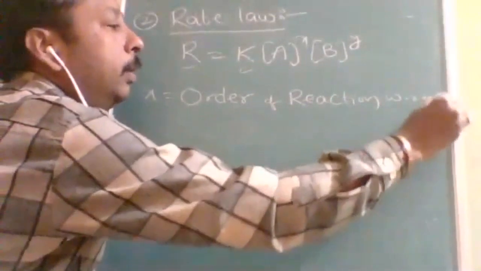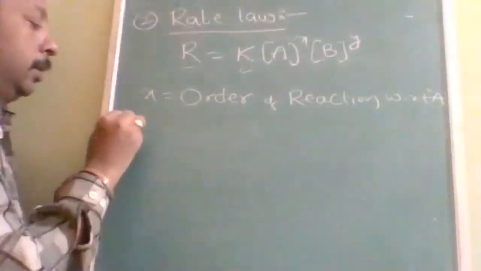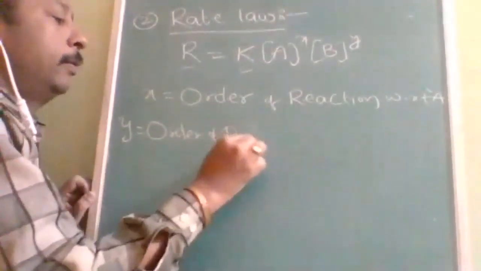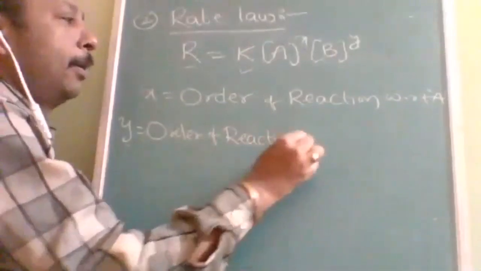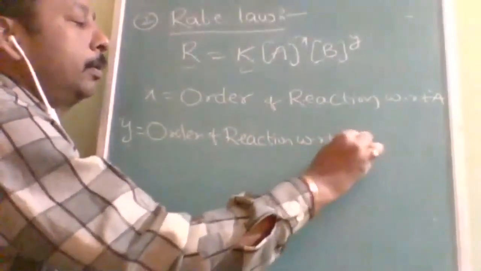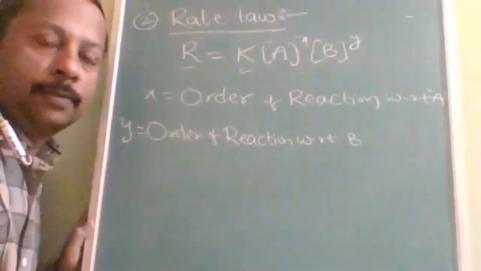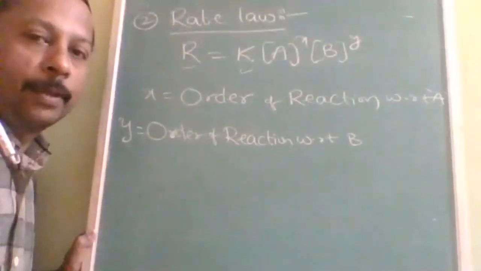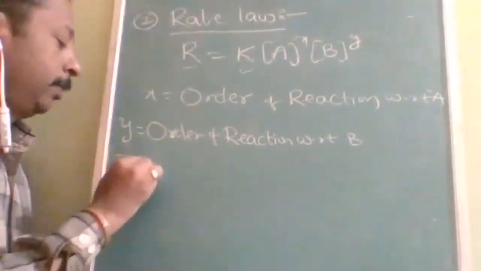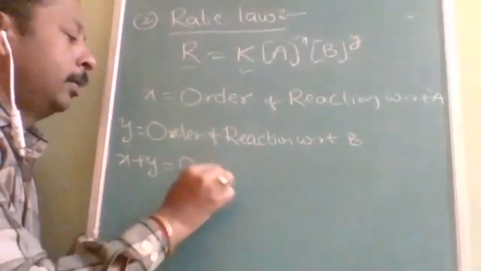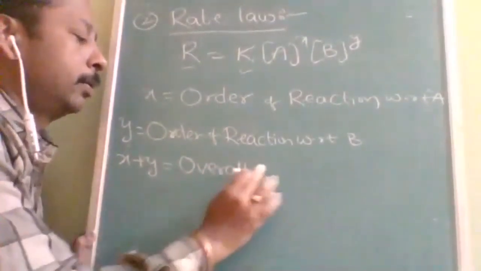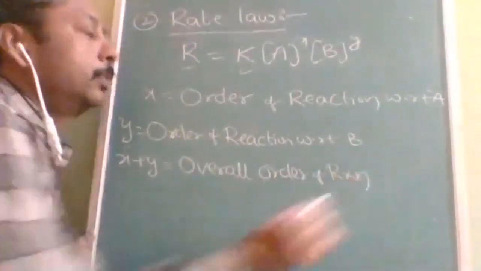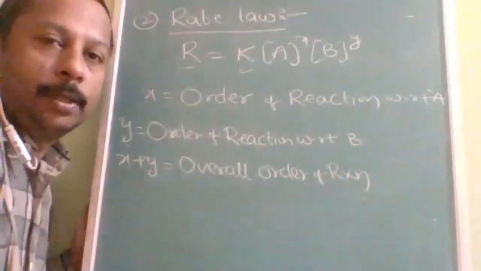Same way, what is y? y is the order of reaction with respect to B. Next, x plus y is the overall order of reaction. Is it understood, students? So this is about the rate law.